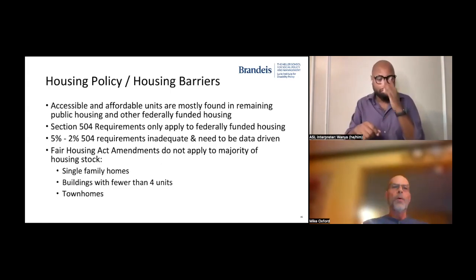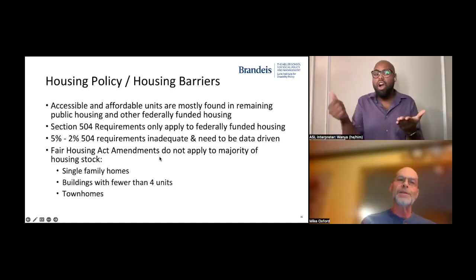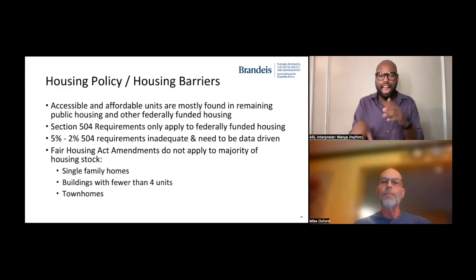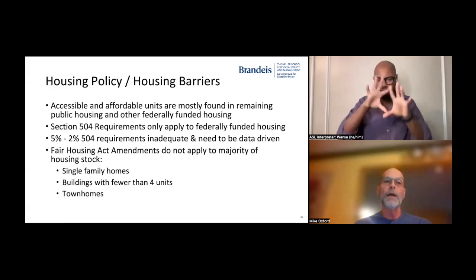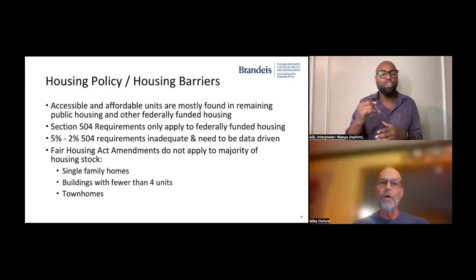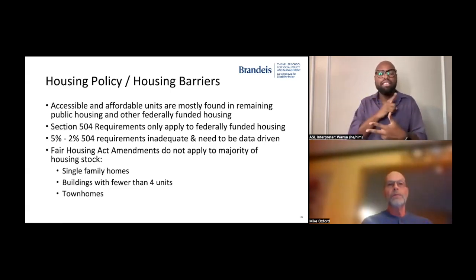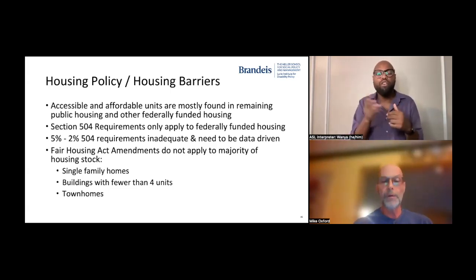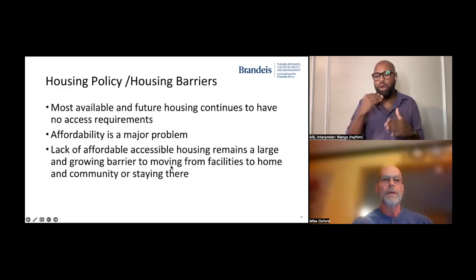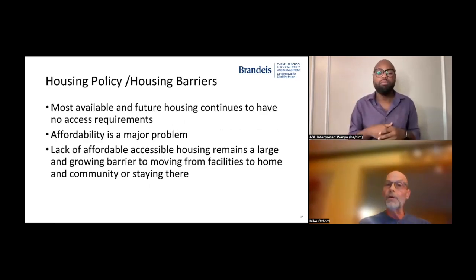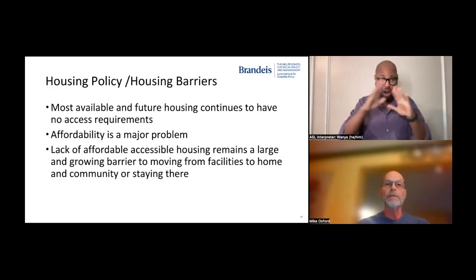Another point, again, is that the Fair Housing Act amendments of 1988, which I didn't mention earlier, which added disability to the Fair Housing Act, do not apply to the big majority of all the housing stock in the US. Single family homes, buildings with fewer than 4 units, and townhomes. Next slide, please. So most available and future housing continues to have no access requirements.